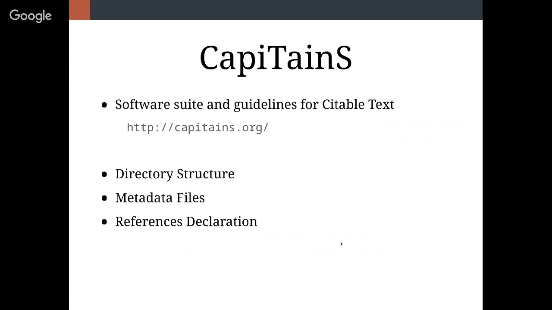Another important part of this whole pipeline and getting things into the Scaife Viewer is following the guidelines of the Capitains project. Capitains is a software suite that was developed specifically for dealing with citable text, and you can get more information about it at capitains.org. But Capitains, as well as being software that's used as part of the Scaife Viewer, adds certain requirements to the directory structure that should be used for your files, some additional metadata files that have to exist in those directories, and importantly, something called a references declaration that we'll get to in a moment that really helps to link the CTS passage references to the actual XML.